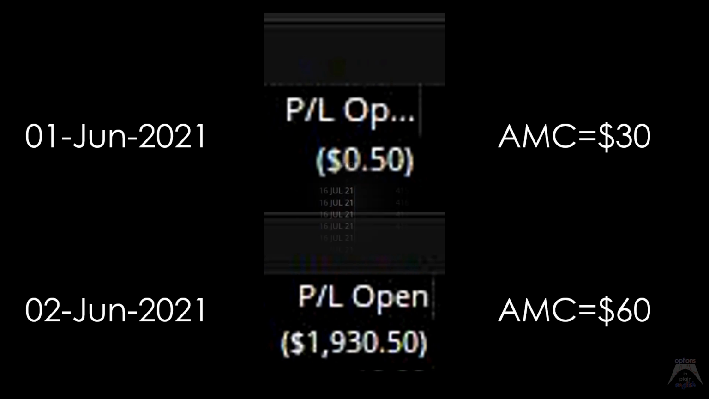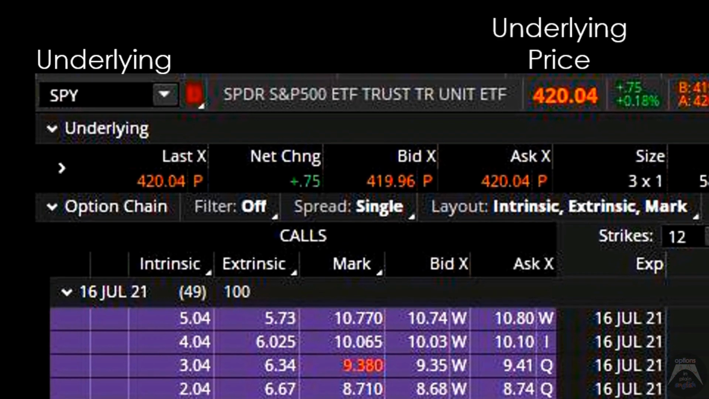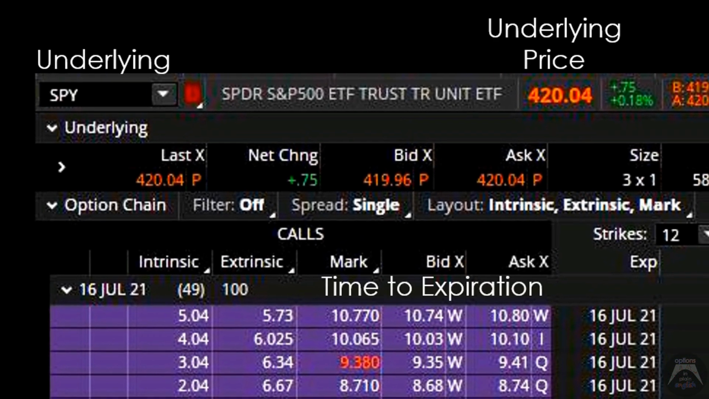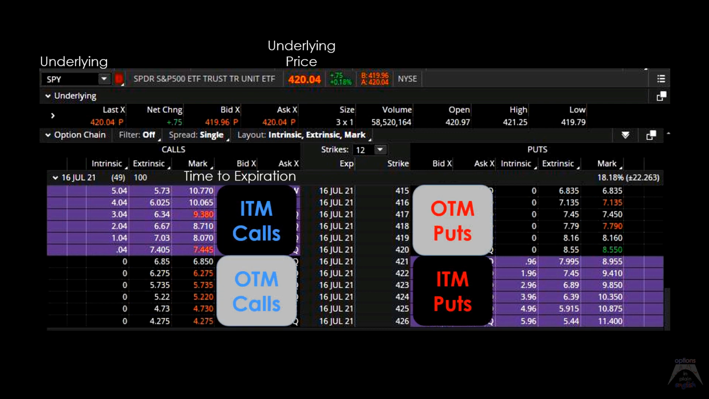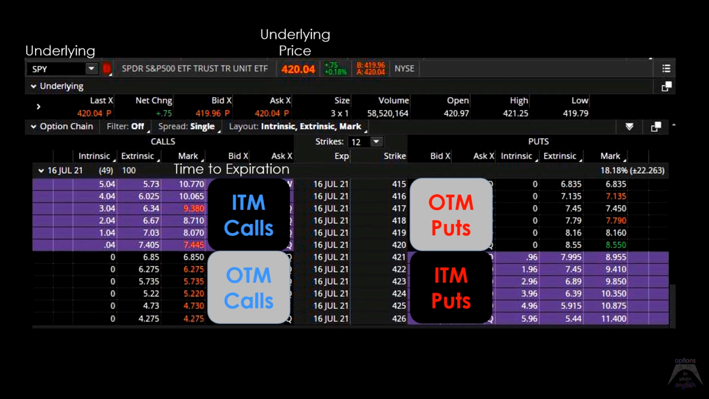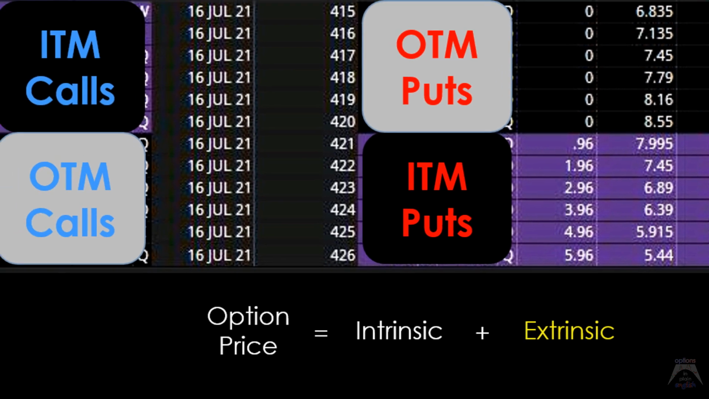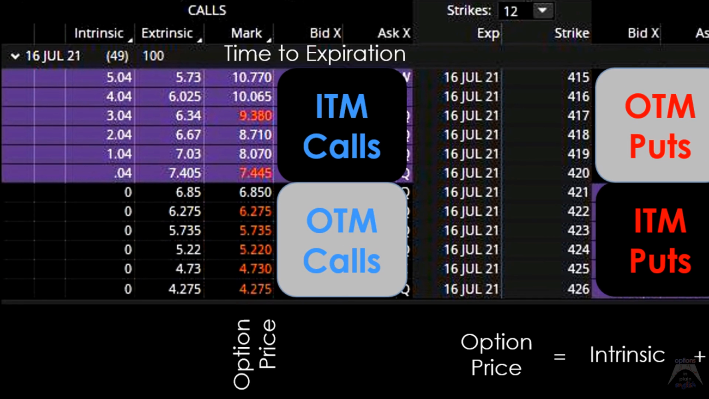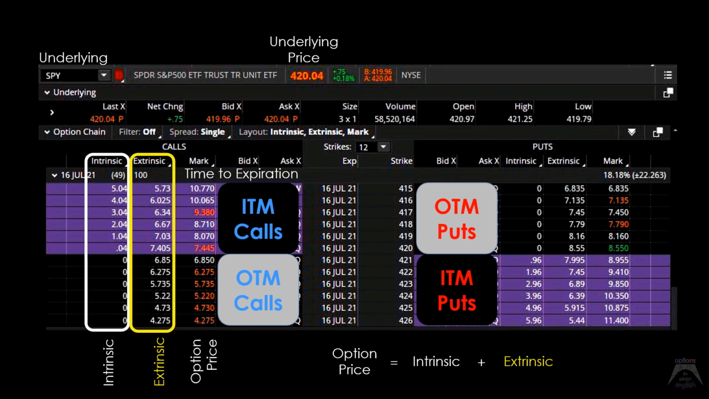When you look at your broker's options trading page, you can see the underlying price, and the days to expiration for the options that you're currently analyzing. Based on the underlying price, we can easily identify calls and puts that are in the money and out of the money. We already know that the price of an option is made up of two components, intrinsic and extrinsic values. On our trading page, we can see the option price and have set it up so that we can look at the intrinsic value and extrinsic value for every option.